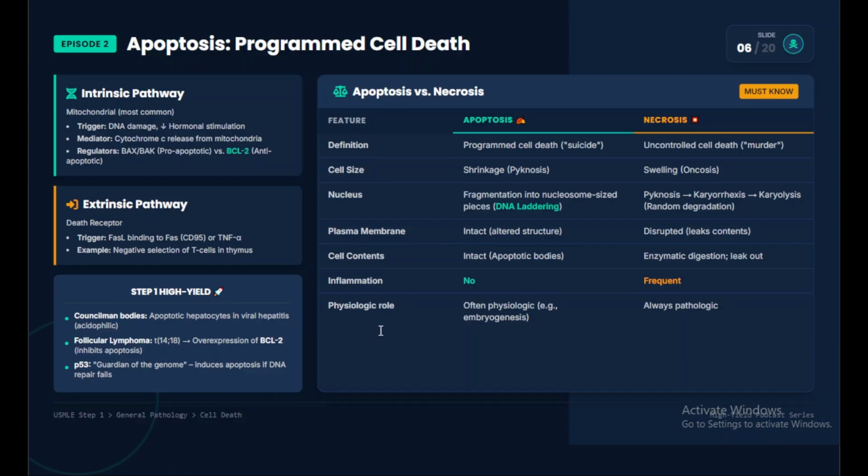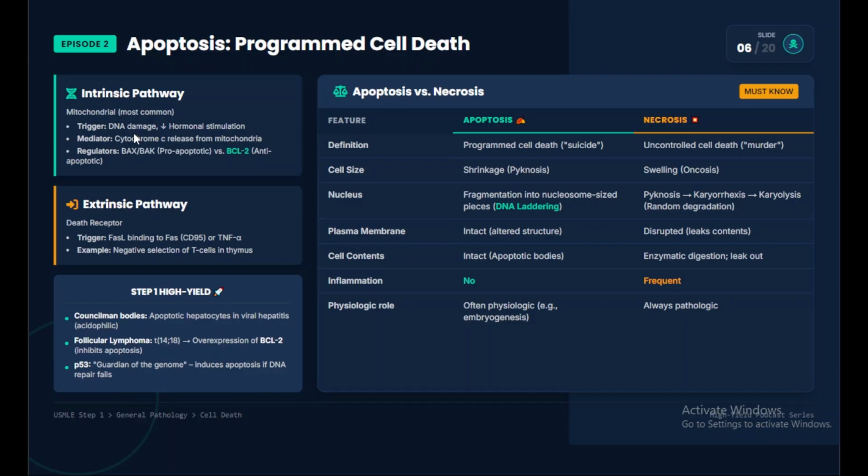The two main pathways of apoptosis are the intrinsic and the extrinsic pathway. Let's go into slight detail of the intrinsic pathway. It is triggered when the cell detects internal stresses like DNA damage or decreased hormonal stimulation. The key event here is the mitochondria releasing cytochrome C into the cytoplasm. Cytochrome C then activates a cascade of enzymes called caspases, and they execute the cell death program.